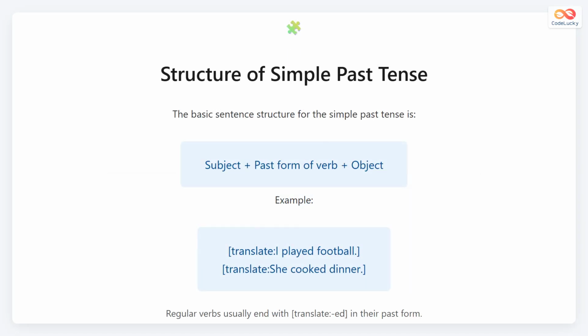The structure of a sentence in the simple past tense is subject, followed by the past form of the verb, and then the object. For example, "I played football," or "She cooked dinner." Most regular verbs form their past tense by adding -ed at the end of the base verb, like played, cooked, or watched.